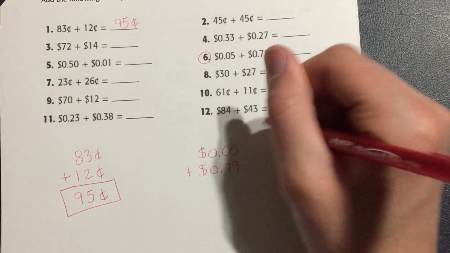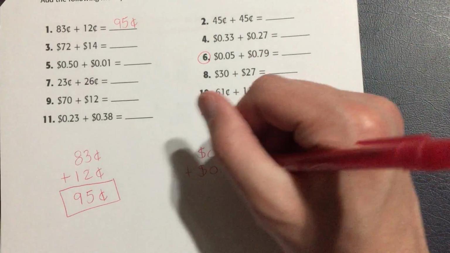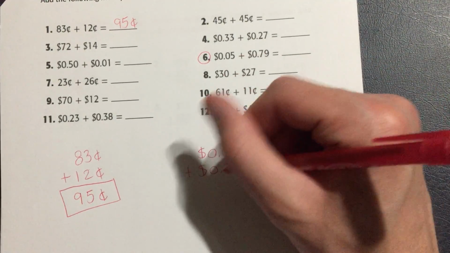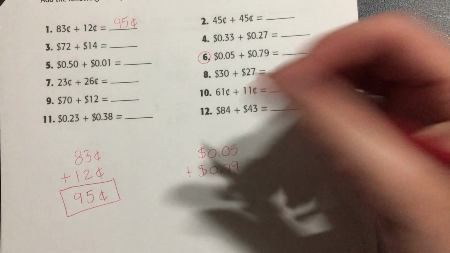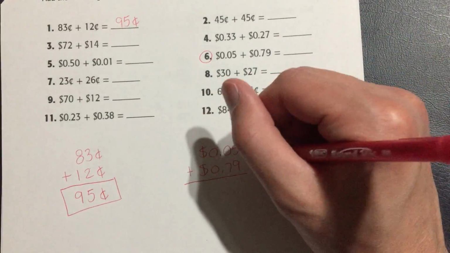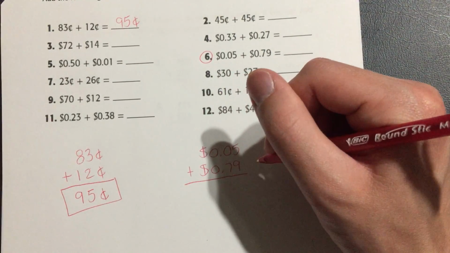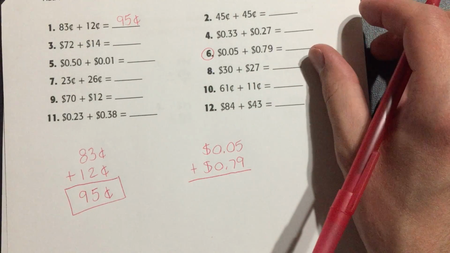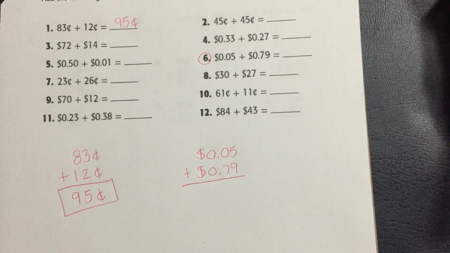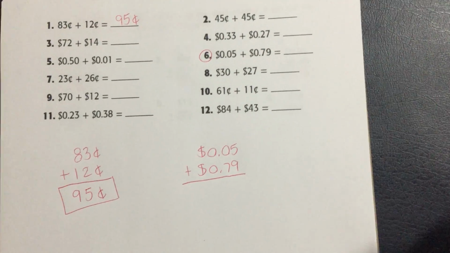Okay, if that was 1.00, that'd be $1. If it was 1.79, it would be $1.79. Okay, so that's all that means. We could just as easily put a 5 and then a cent sign, or 79 and a cent sign. This is just another way to write it. Okay. So let's take a look at what we've got here.